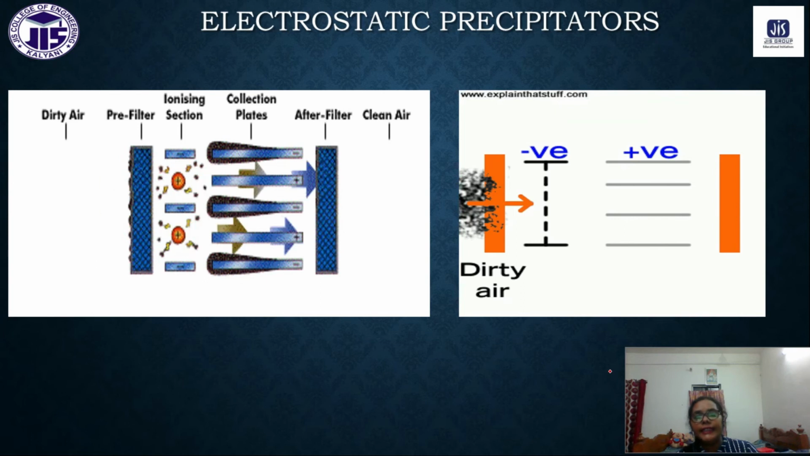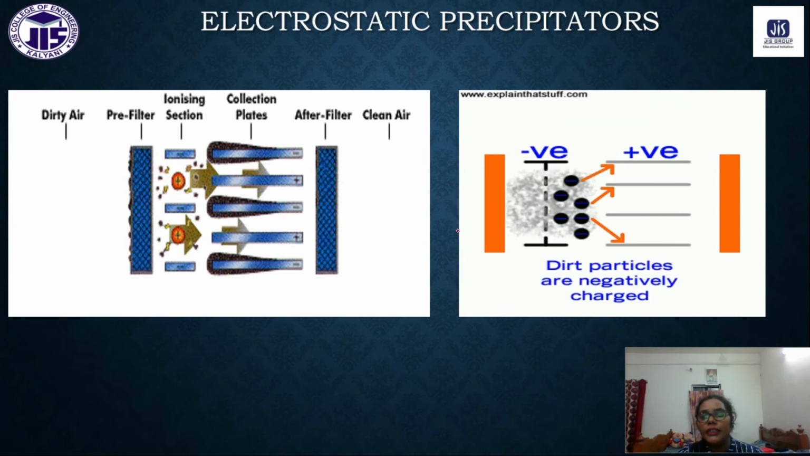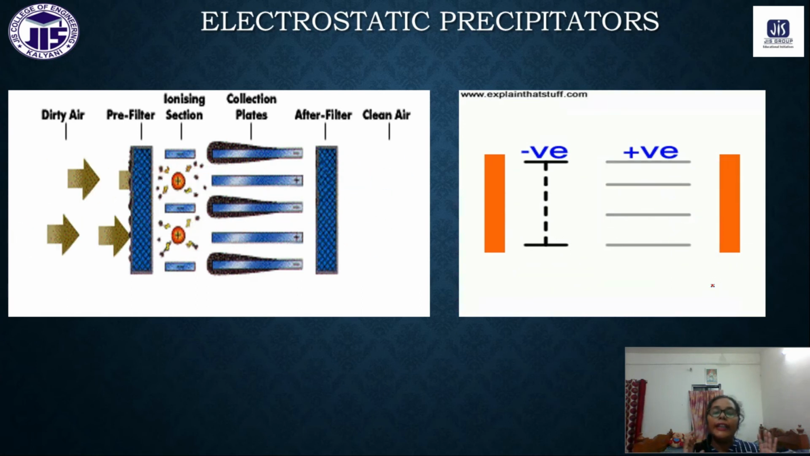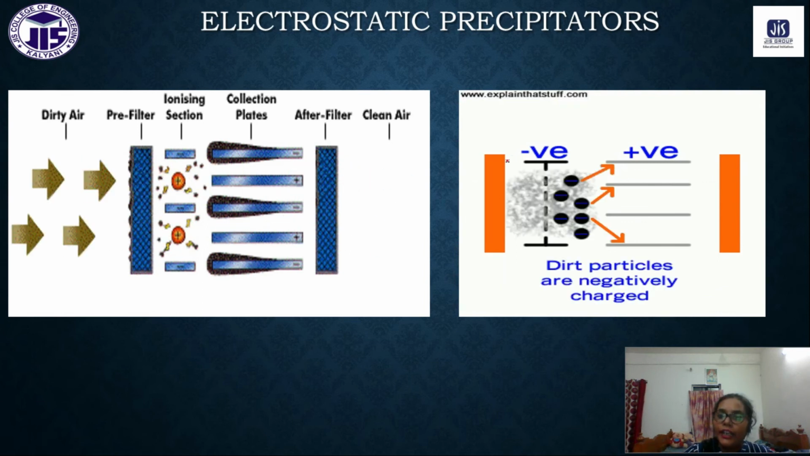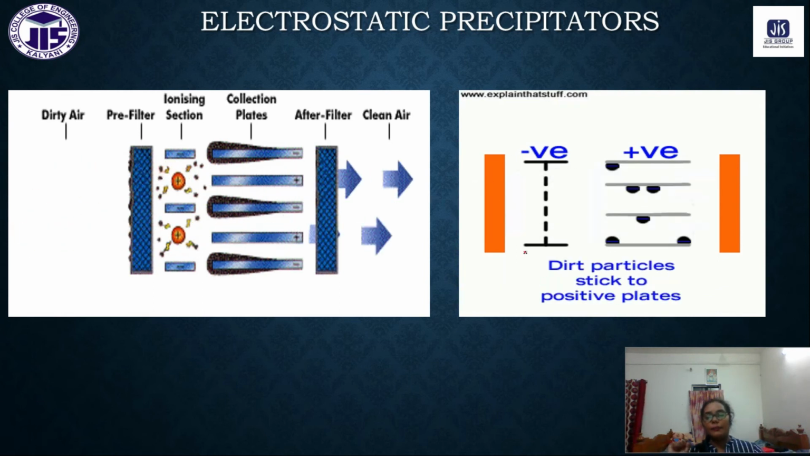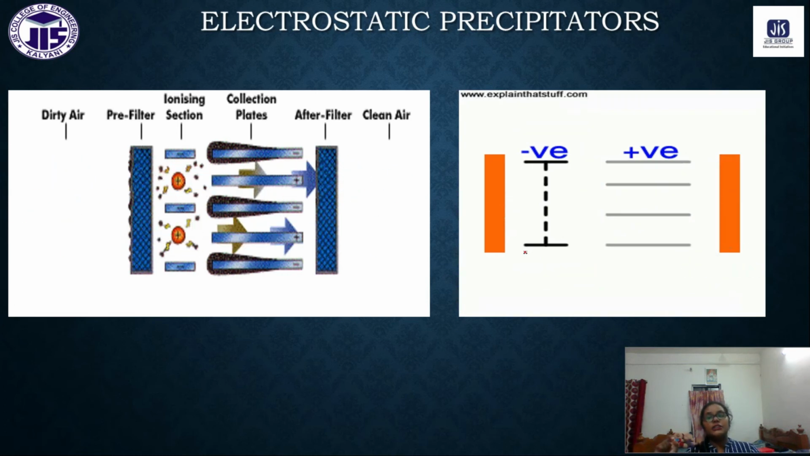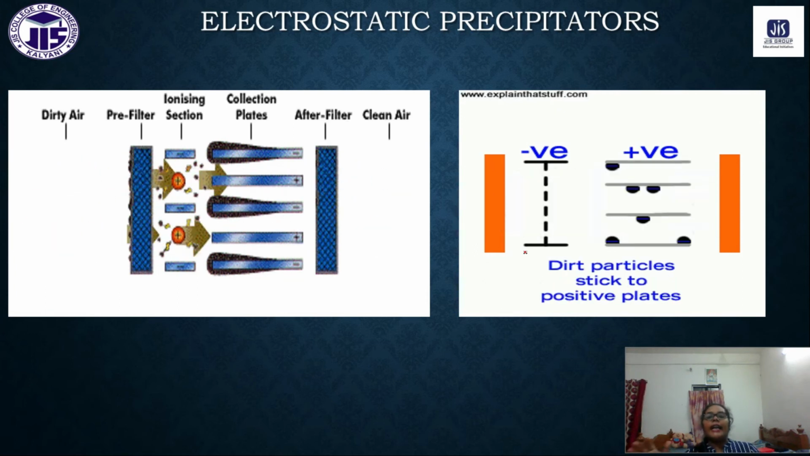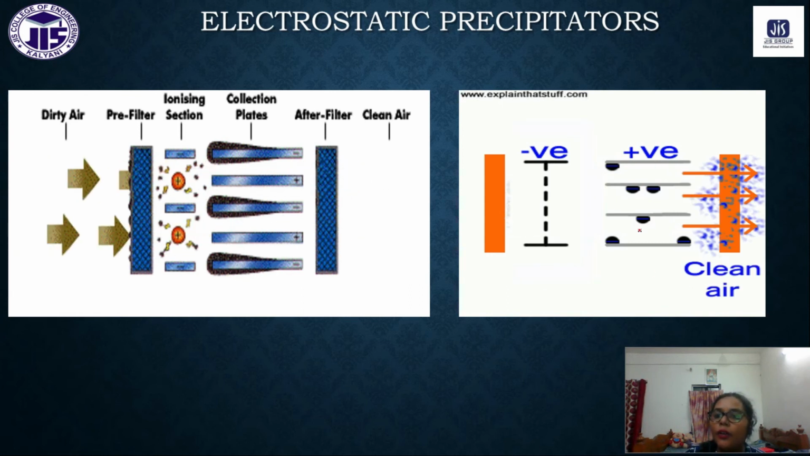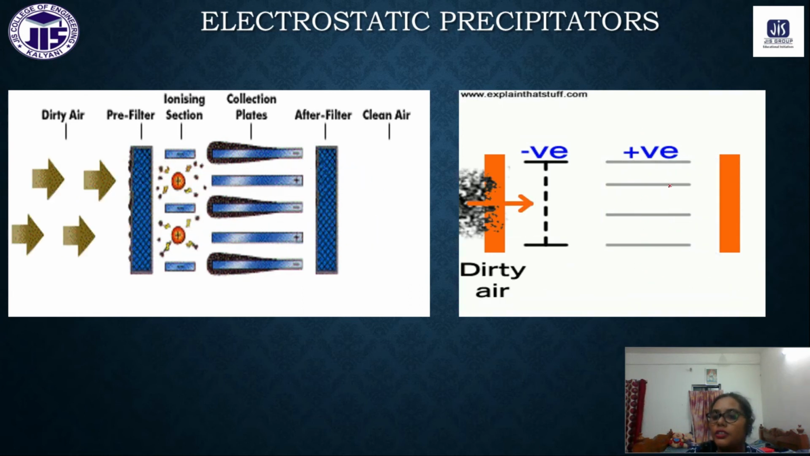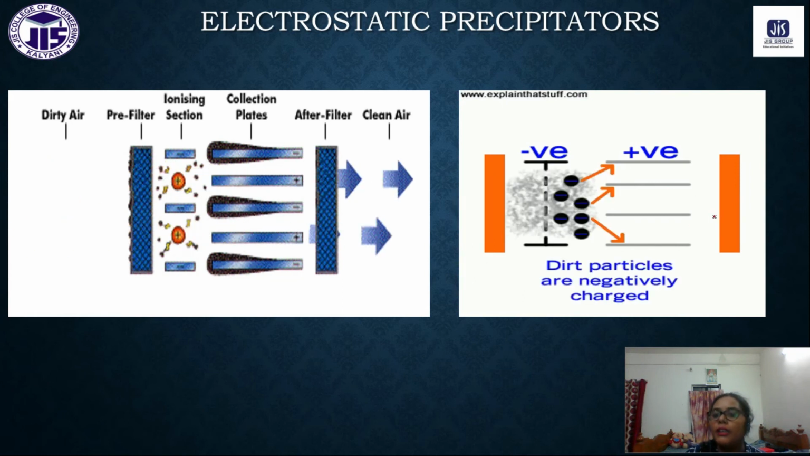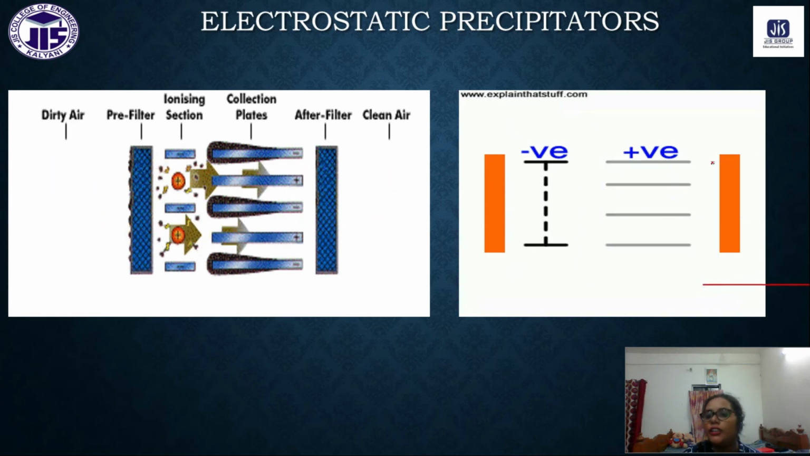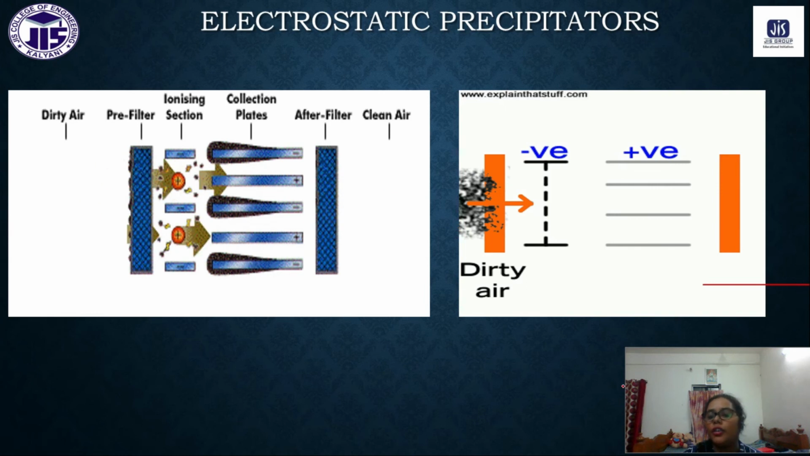Okay, now you can see the 2 electrodes. In between the 2 electrodes we have the electric field. So if the air with particulate matter passes through these electrodes, what will happen? Particulate matters are negatively charged, so they will be attracted by the positively charged surface. You can see all this particulate matter will be absorbed by the positively charged surface area, and after that from the outlet we get the clean air. From this outlet we can get the clean air, understand?